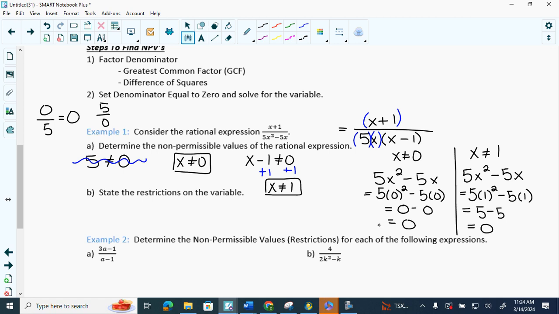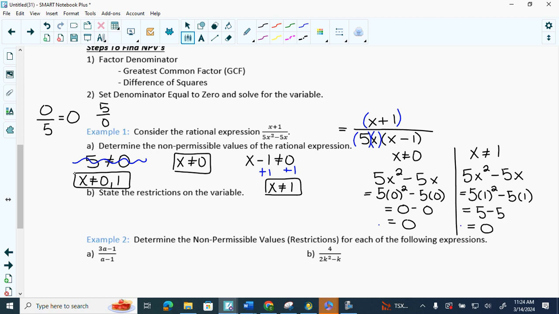Yes. If I plug 1 in for x, will I get a denominator of 0? Yes. So x can't be those because it would make my denominator 0. Does that make sense? It cannot be those two values because if I plug those in, my denominator will be 0 and I'm not allowed to have a denominator of 0. So what are my non-permissible values? X can't equal 0 and 1.